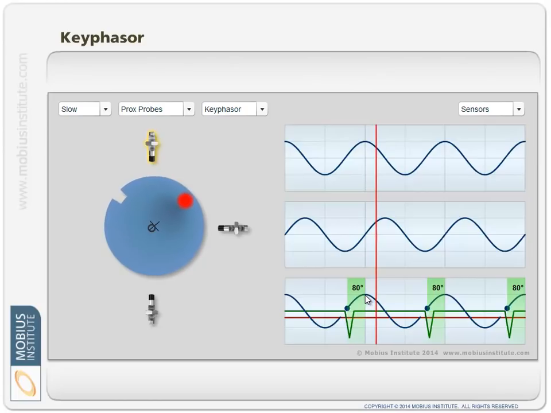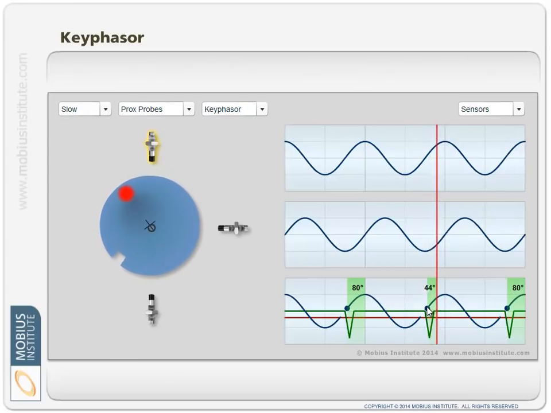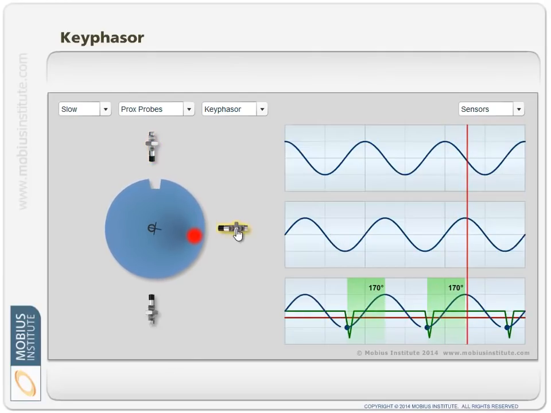There's the high spot. So the time between the keyway going past the key phaser, which is here, and the time that it reaches the high spot in the signal from this probe, in this case, represents 80 degrees. There's 360 degrees from here to here, and there's 80 degrees from here to here. Now, in this case, I'm looking at the phase reading for this probe. If I just click here, now this is the probe.